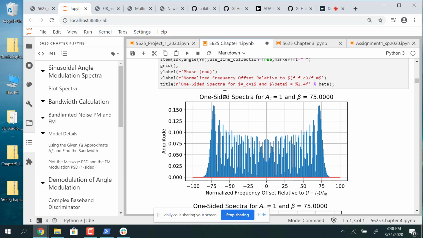I don't know what your reaction to that is, but there's a lot of spectral lines and the spectrum is quite wide at this point. So this would be as if we were putting in 1 kilohertz for our message tone, and then it's spreading out to harmonics that exceed 75 kilohertz in either direction about the carrier. So the 0 that you see right in here is actually the carrier. It's normalized to 0 at the carrier frequency.